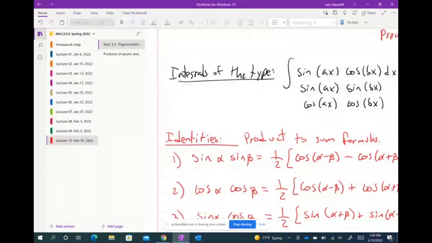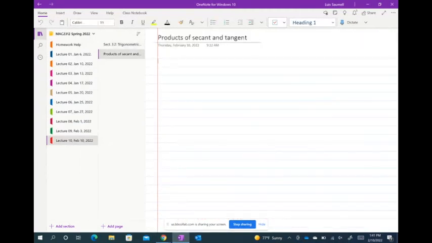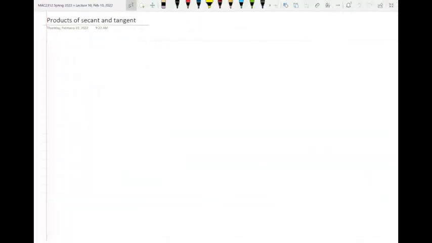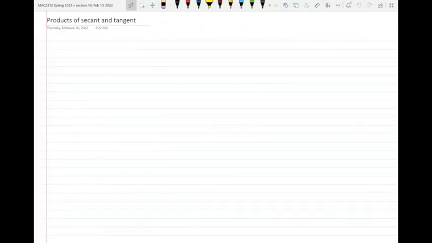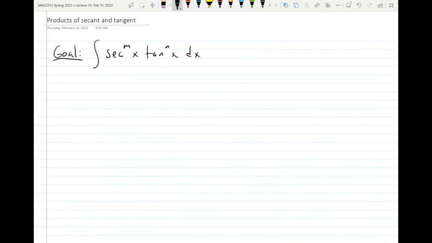So, having said that, today I do need to leave 10 minutes early. So we have 10 minutes. So let me, I guess, show you the easy case for secant and tangent, and then do the rest next week. All right, so product of secant and tangent. So again, the goal is to deal with secant to some power times tangent to some power. Okay.